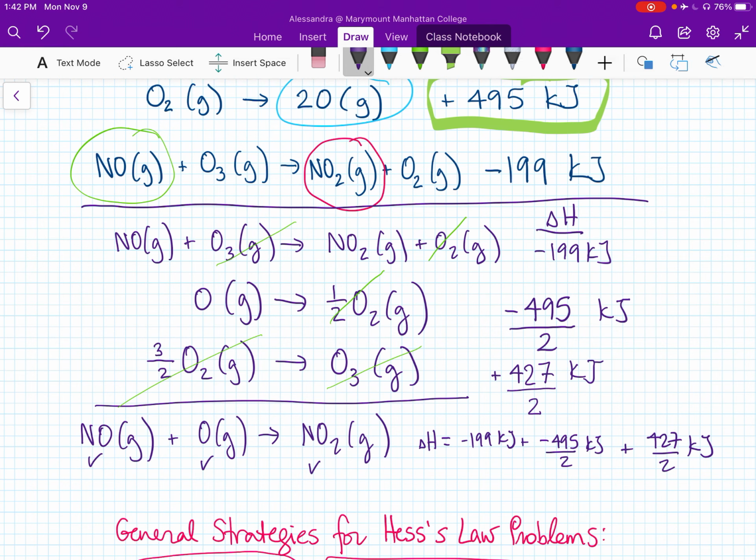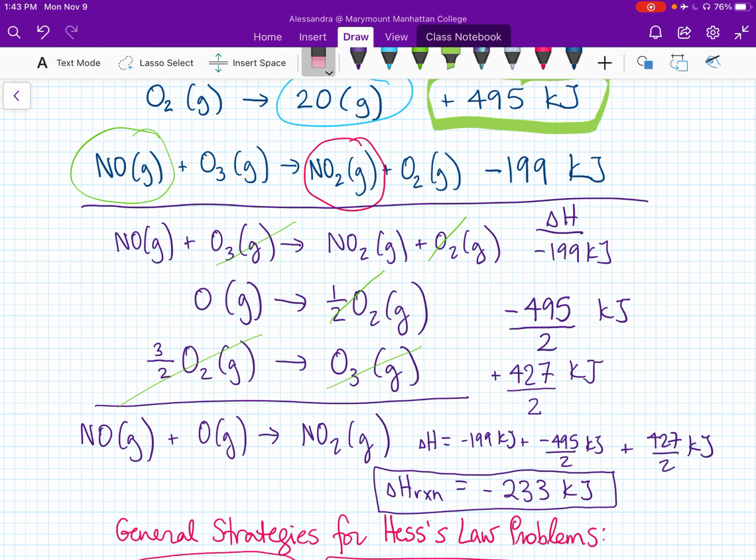And if you do all of that, the delta H comes out to be minus 233 kilojoules for this reaction. So this is the delta H of the reaction, which we determined by Hess's law. The delta H corresponds once again to this reaction right here, this final desired reaction.